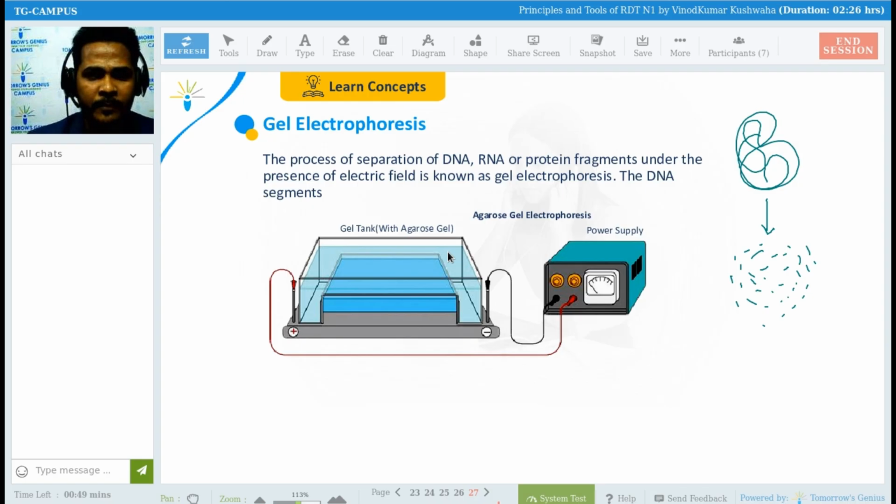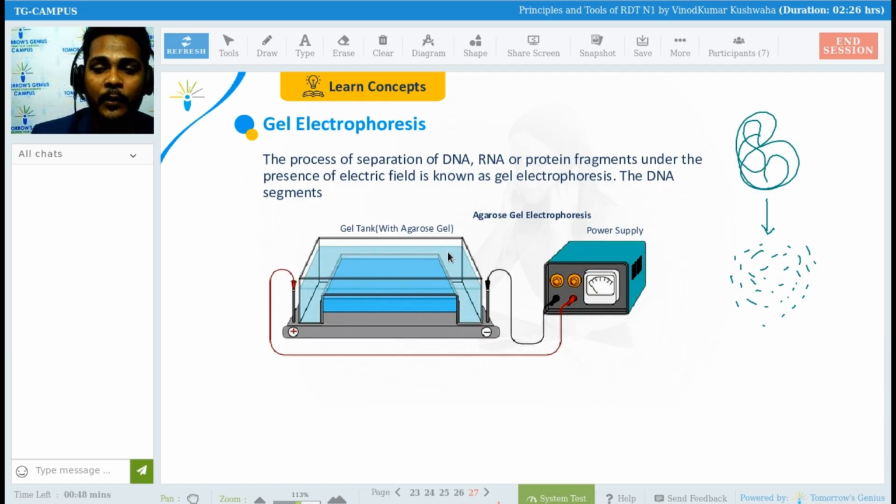Is it possible for you to measure the DNA by a scale? No, it is impossible to measure by scale. Therefore you need gel electrophoresis to separate the DNA according to their size. So what is gel electrophoresis? It is the process of separation of DNA, RNA or protein fragments in the presence of an electric field.